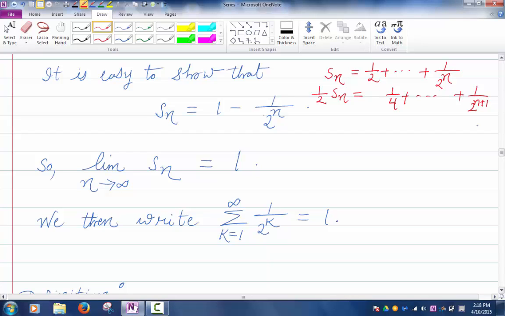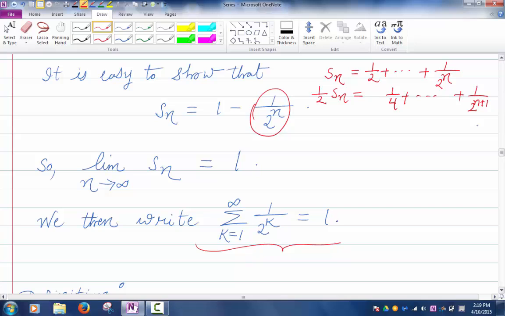Now if you take the limit, 1 over 2 to the n goes to 0. So the limit of Sn is 1. So now I can say that the series, k going from 1 to infinity of 1 over 2 to the k, is equal to 1. The sum of the series is 1. Is everybody okay? The sum of the series is 1.